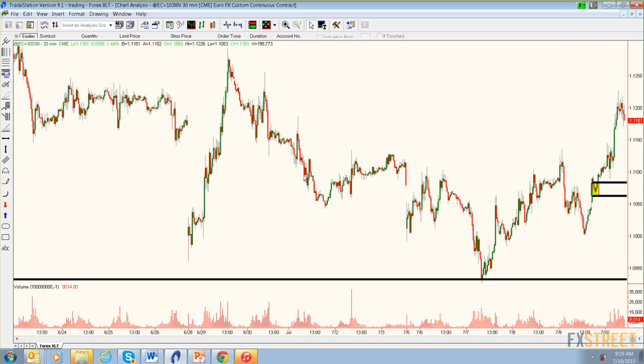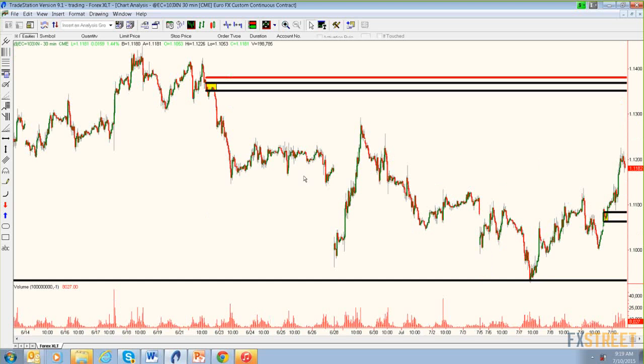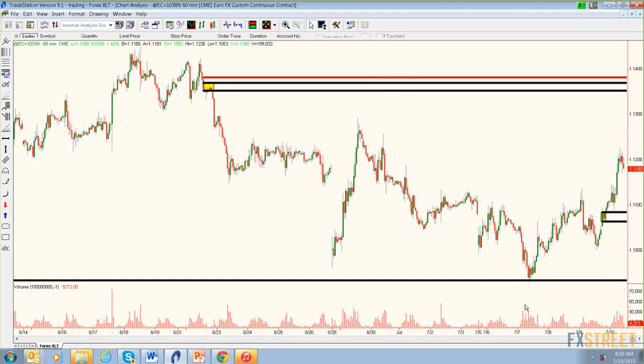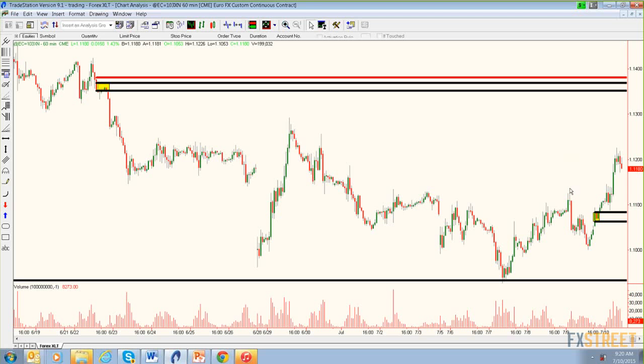Just get the chat out of the way. But we do have a new demand zone sitting below current price. So if you took that trade from last time, great job. That's a pretty big move there. But now we have a new demand zone sitting right here, 110.85 down to about 65.